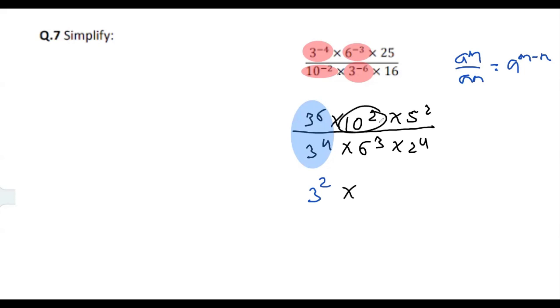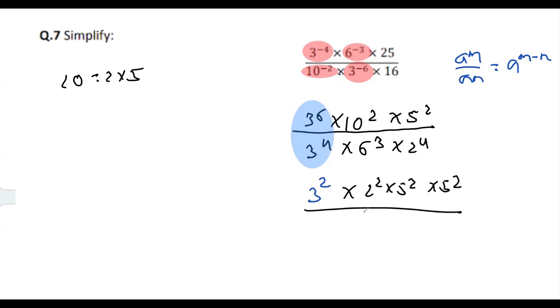Further, I can write 10 as what? 10 can be written as 2 multiplied by 5. 10 is 2 into 5. So I can say that this is 2 raised to the power 2, as there is a power, and 5 raised to the power 2. This is 5 raised to the power 2. Below I can write 6 as 2 into 3.